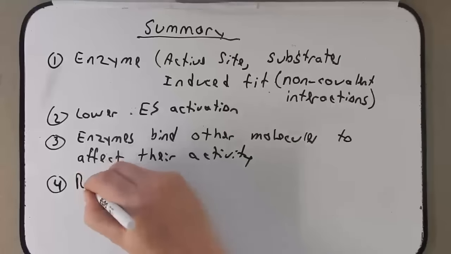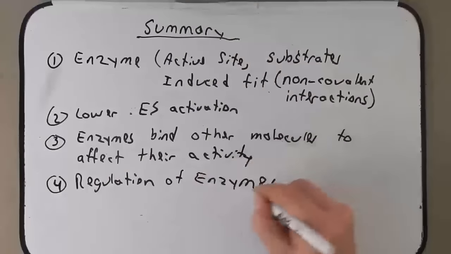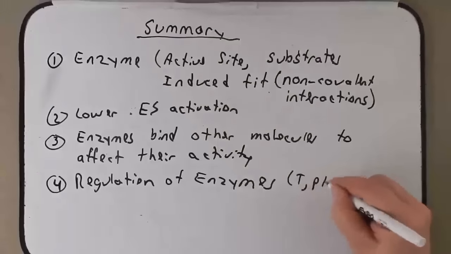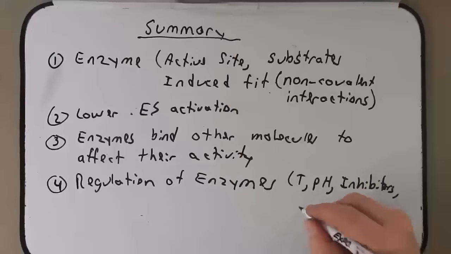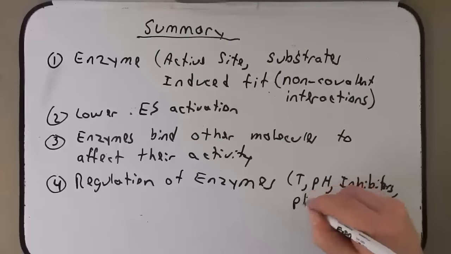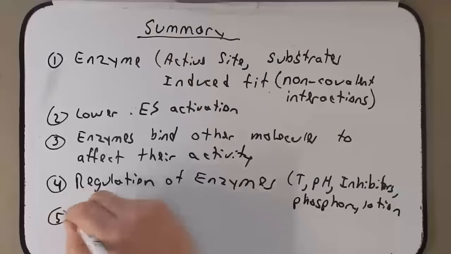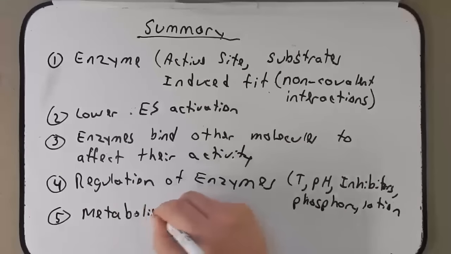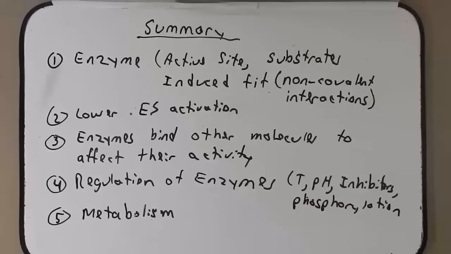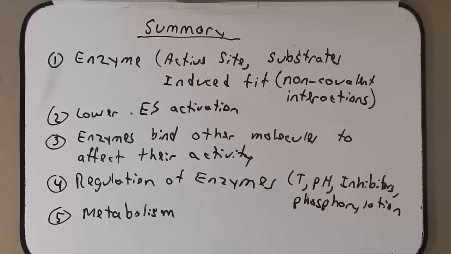We then talked about the regulation of enzymes. In that discussion we talked about temperature, pH, inhibitors, and activators. And then we talked about phosphorylation. And then we closed with metabolism, where we talked about anabolic and catabolic reactions and how together they will balance all the reactions in the cell to build things and to break things down. And then we closed with the final discussion on feedback inhibition as it's related to metabolism, how whole pathways are regulated.